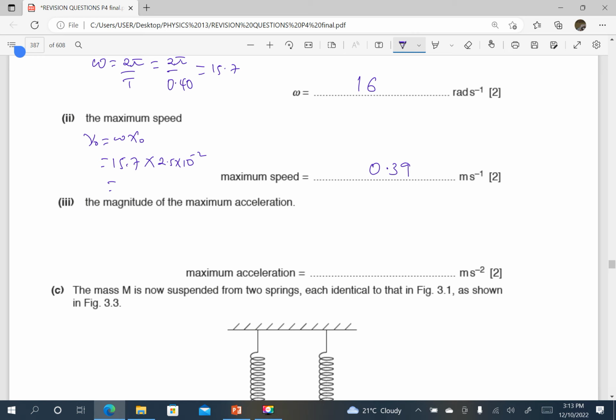The magnitude of the maximum acceleration is now what we want to find. Remember, acceleration is equal to negative omega squared x. Maximum acceleration is going to be omega squared times x naught. We substitute. Omega was 15.7, squared, times x naught, which we have seen as 2.5 times 10 power negative 2. So I press my calculator.